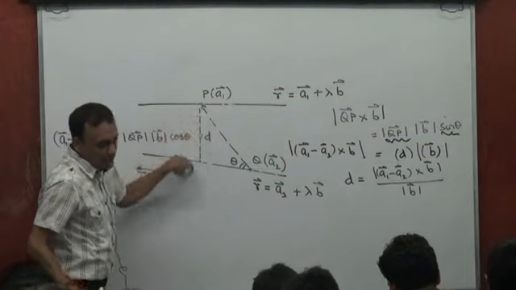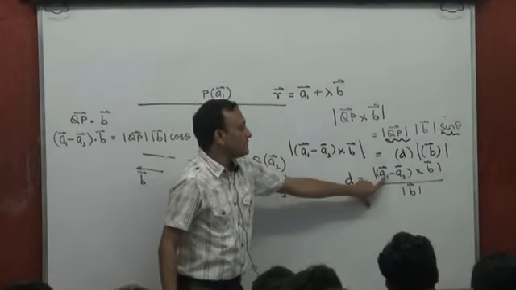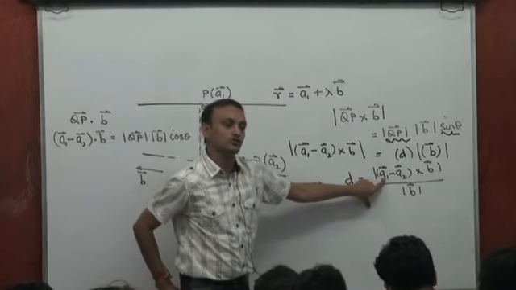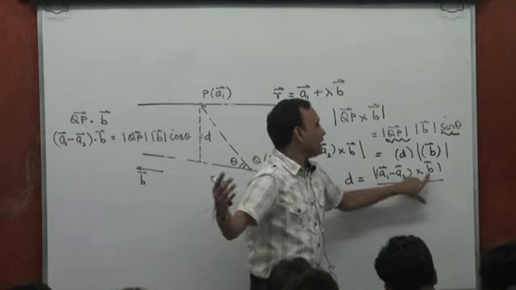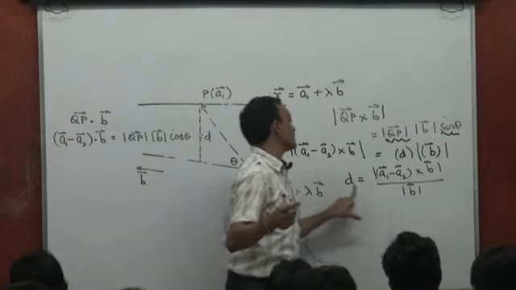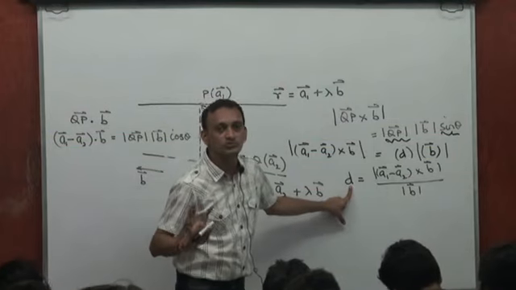That's the separation between two parallel lines, each parallel to a vector b, with a1 being the position vector of one point on one line, a2 being the position vector of one point on the other line, and b a vector parallel to both the lines. Then the separation between the two parallel lines is given by this expression. This is sometimes used.